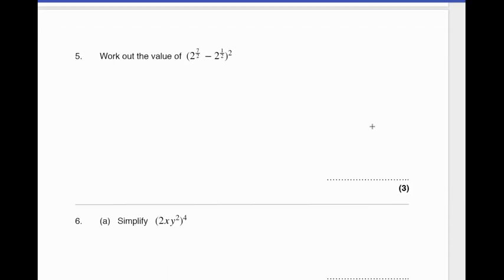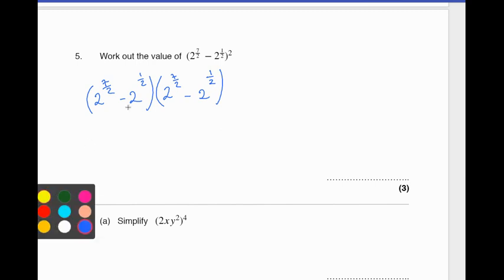Woo, this one looks interesting. So 2 to the power of 7 over 2 minus 2 to the power of a half, all squared. This is going to be one of those expansion questions. So we have 2 to the power of 7 over 2 minus 2 to the power of a half squared, which means that times itself. Okay, so let's go through this then. Let me write this in a different color.